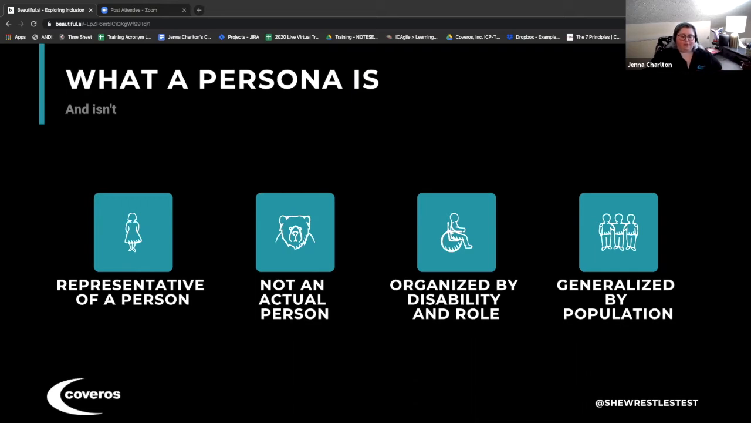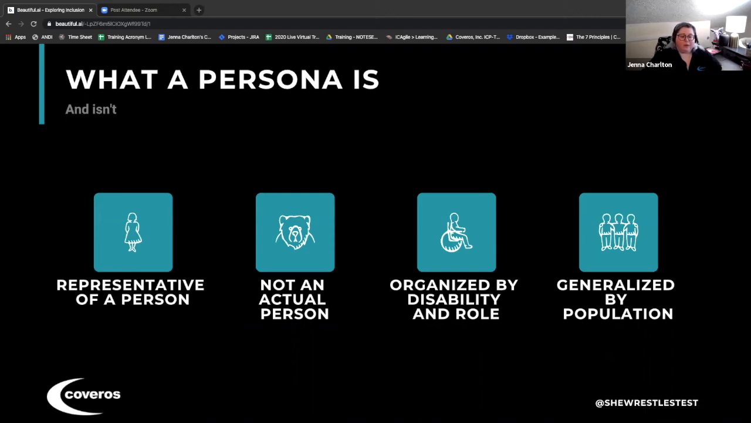So when we're talking about personas for disability, we're not saying that we've taken one person and looked at them and looked at their life and built a persona for them. That's not what we want to do, because every person is unique. So instead, we're going to generalize our personas by a population. We're going to look at blind users as a population. We're going to get the majority of folks, what their needs are, and we're going to use that to help us build a persona that's meaningful for that kind of user. And it's organized by disability or by role.